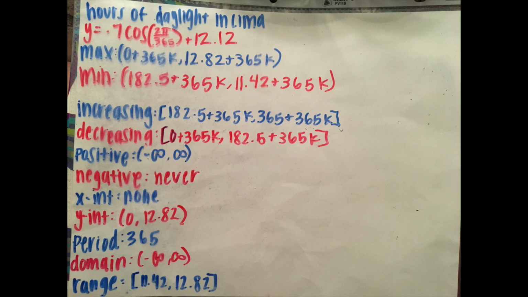I got the domain of my graph to be from negative infinity to infinity, since the graph repeats over and over without any restrictions on the x value. Finally, I got the range of my graph to be from 11.42 to 12.82, and these values are found by using the y values for the maximum and minimums of my graph.